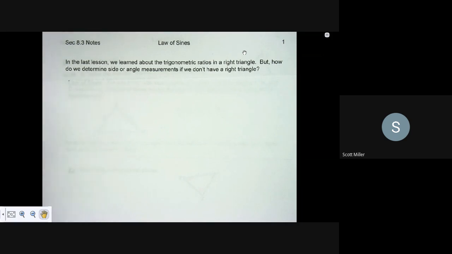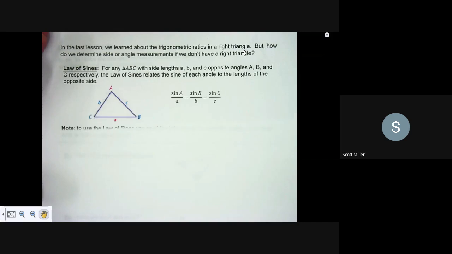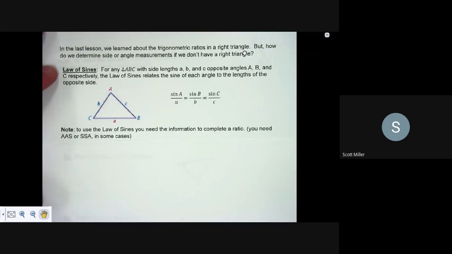But what if I don't have a right triangle? Because the SOHCAHTOA ratios only are for right triangles, but not all triangles are right. So how do I deal with triangles that are not right triangles? We use what's called the law of sines.